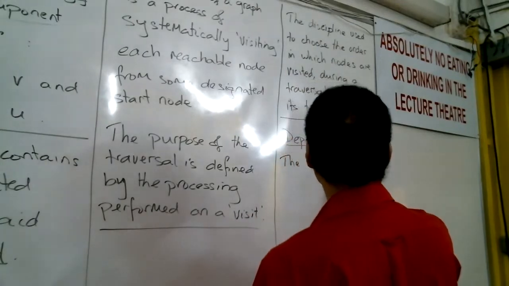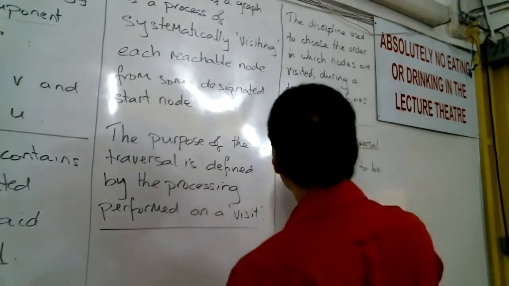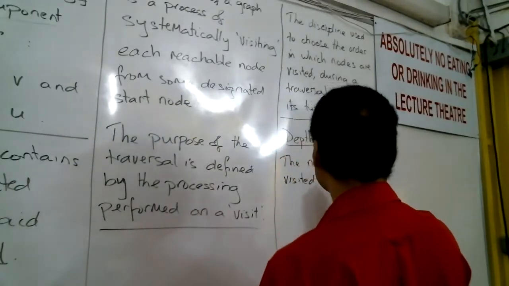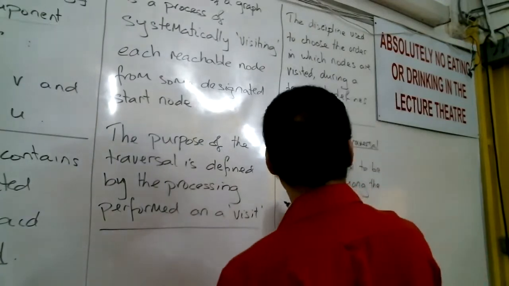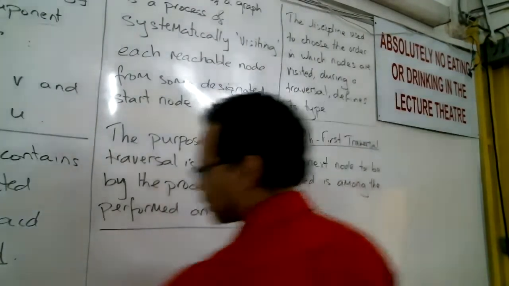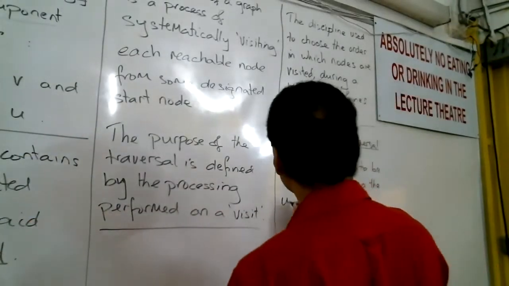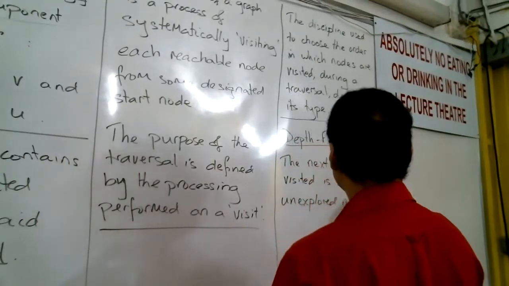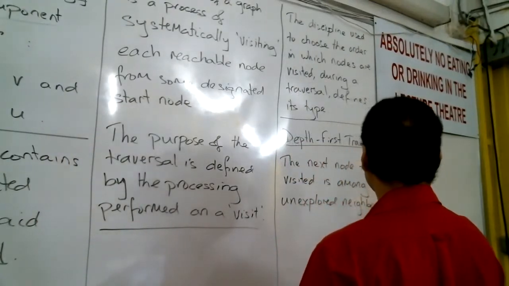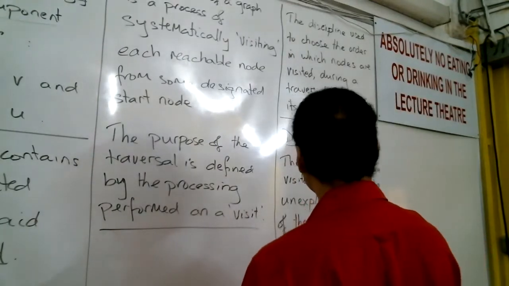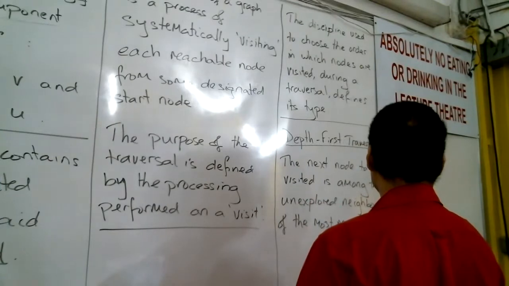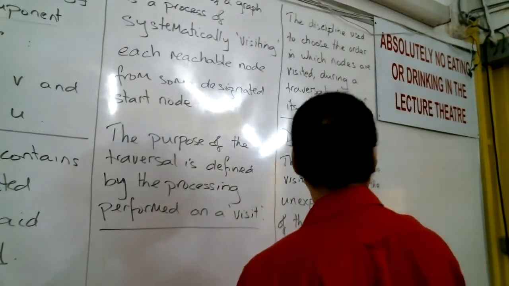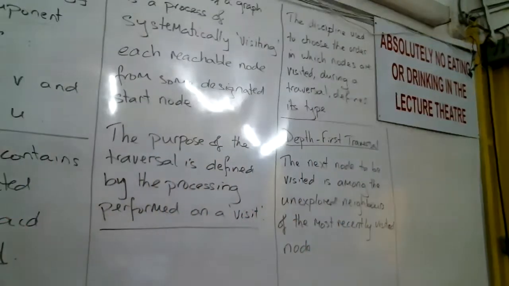So this is the discipline. The next node to be visited is among the neighbors, or let's see, the unexplored, that's it, among the unexplored neighbors of the most recently visited node. Now that's actually slightly deep. So you may not fully appreciate what that really means until maybe you see an example.